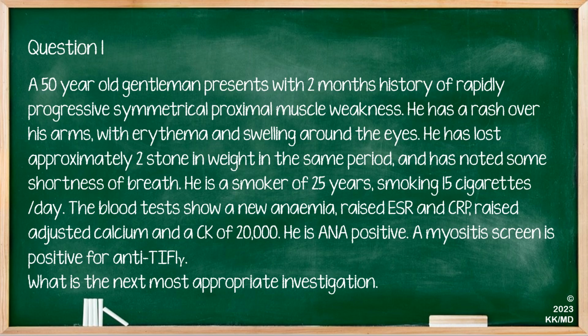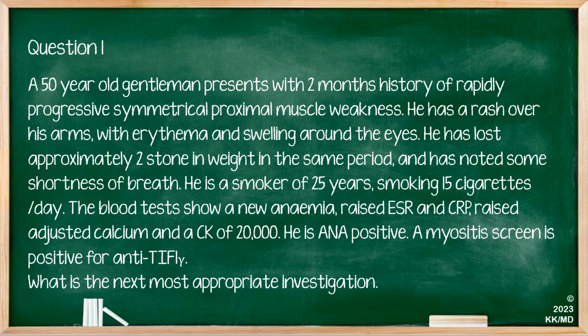Blood tests show a new anemia, raised ESR and CRP, raised adjusted calcium and a CK level of 20,000. He's also noted to be ANA positive. A myositis screen is done and it comes back positive for anti-TIF1 gamma. So what is the next most appropriate investigation?